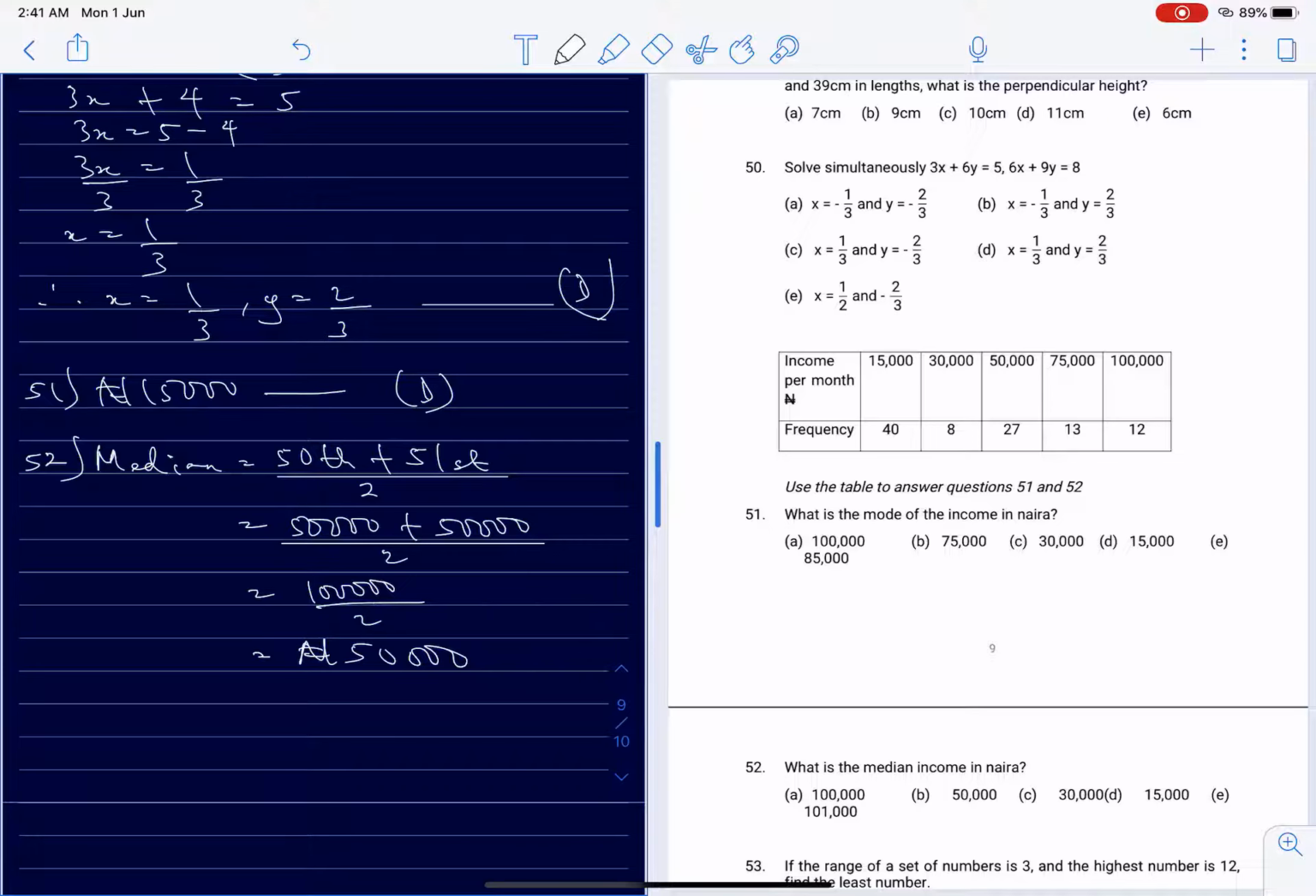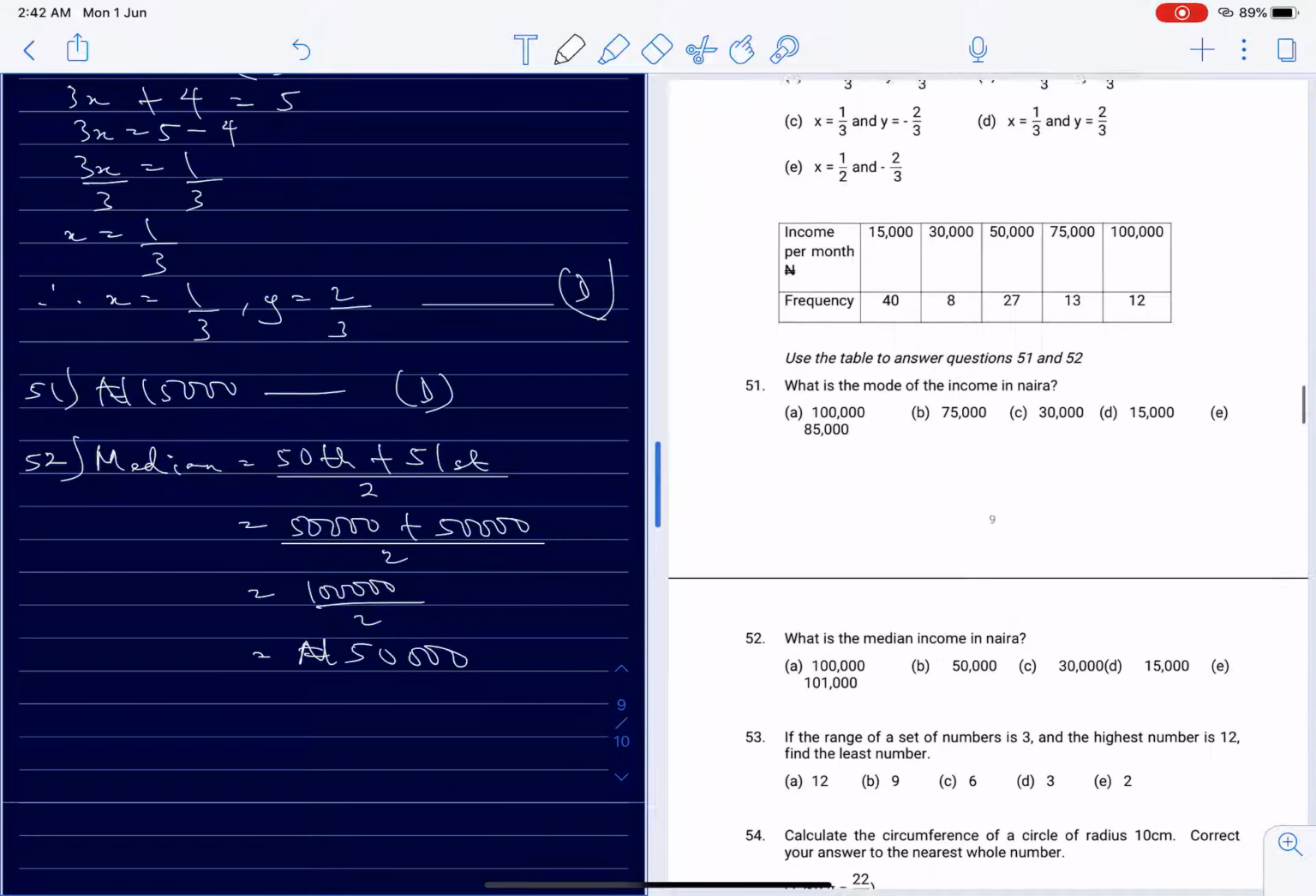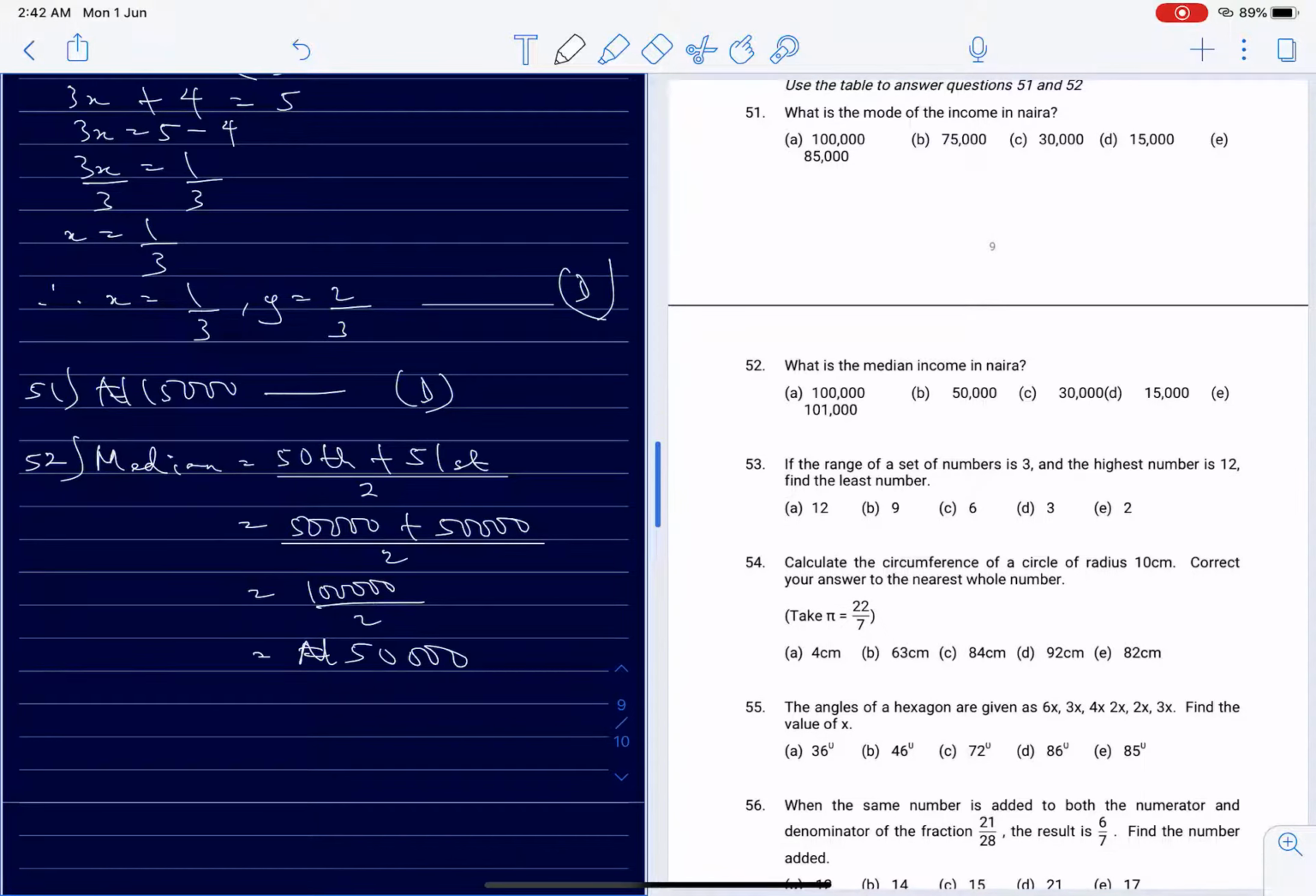Median is actually the middle term, but here there are 100 terms. So we can't pick a middle term. Then we have to find the average of the one in the middle and the one immediately after it. That's the income which is number 50, and the income which is number 51. We add them together and divide by 2. And the average is 50,000 naira. So the correct option is number 52. The correct option is B. The median income is 50,000 naira.